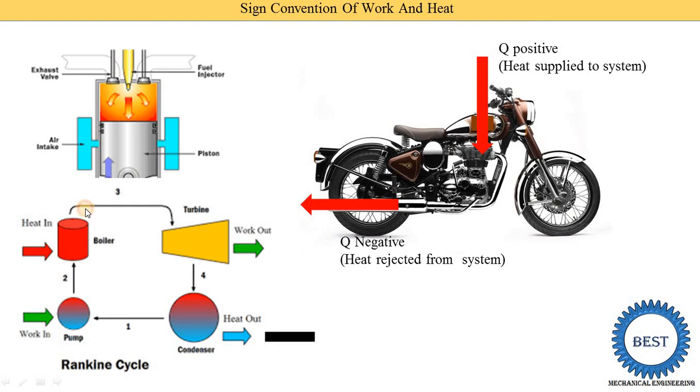positive. So here you see this is the positive sign, when we supply the heat to the boiler, that is the in arrow here. And in a condenser, the condenser rejects the heat to the atmosphere. So the condenser is rejecting heat to the atmosphere, so that is considered negative.